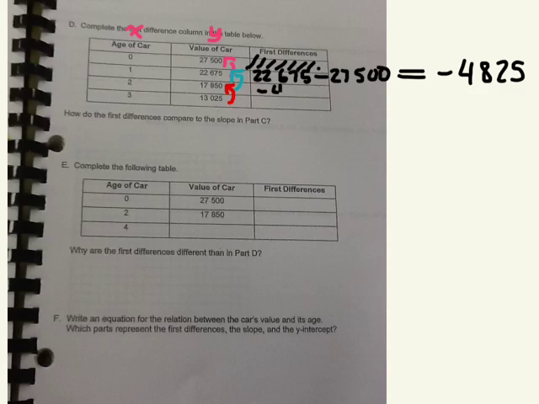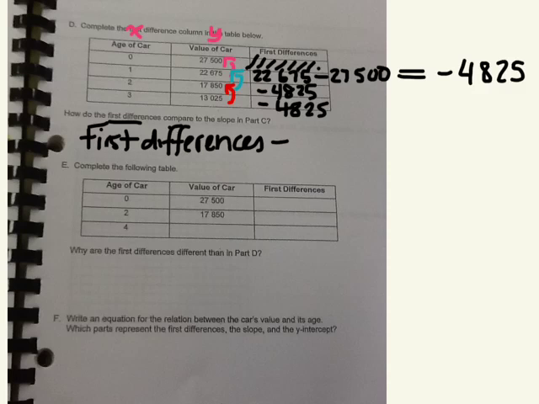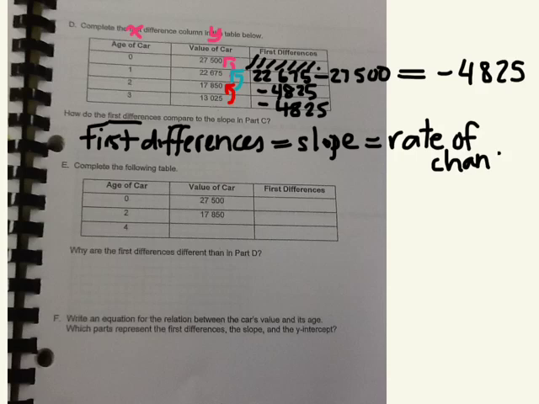The next one is also negative 4,825, and the last one should be the exact same. How do the first differences compare to the slope? Were they different? No, they're the same. So we can conclude that the first differences are equal to the slope, which is also equal to the, what? What was the other word we used? Rate of change, okay? All of these represent the exact same thing.